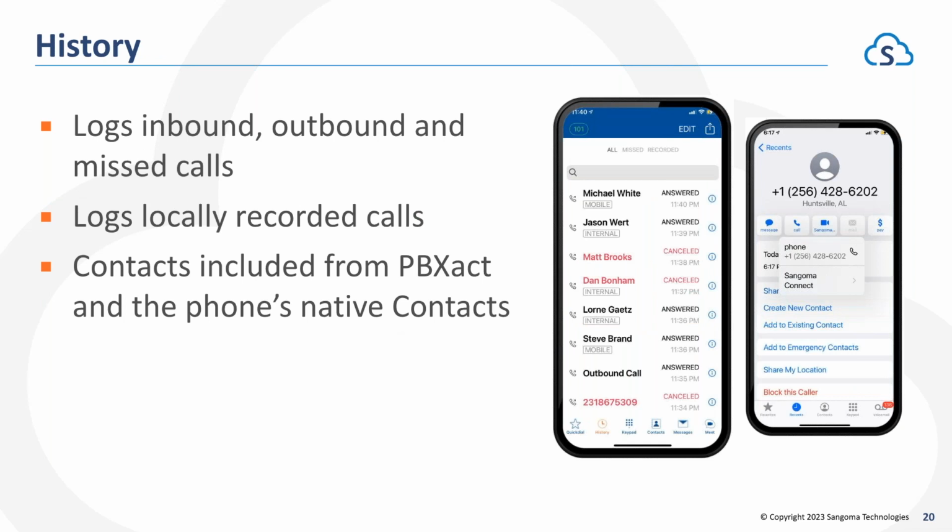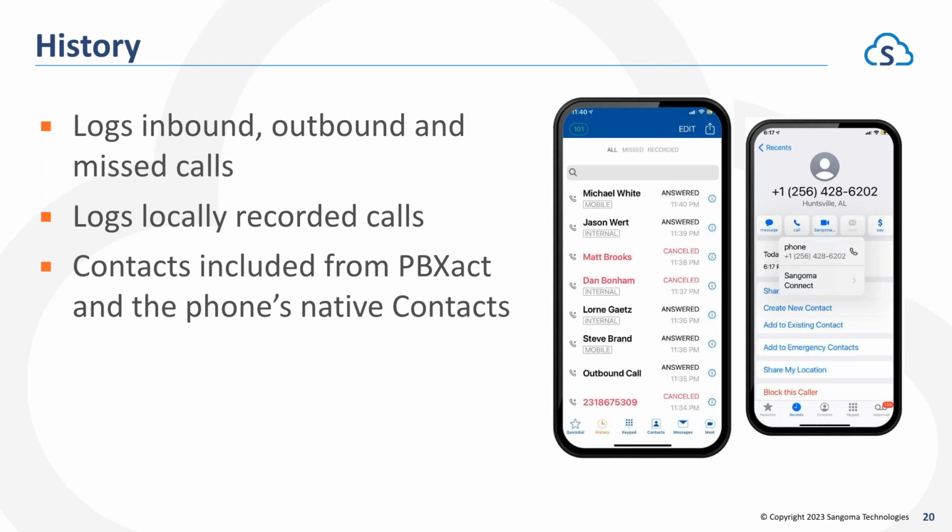Call history is pretty straightforward. This is going to get you your inbound, outbound, and missed calls. We also are going to be able to check any calls that have been locally recorded from within the call history as well. So you have the ability to record a call on that mobile device and see which ones were recorded. And then, obviously the contacts are going to be pulled from the native phone as well.